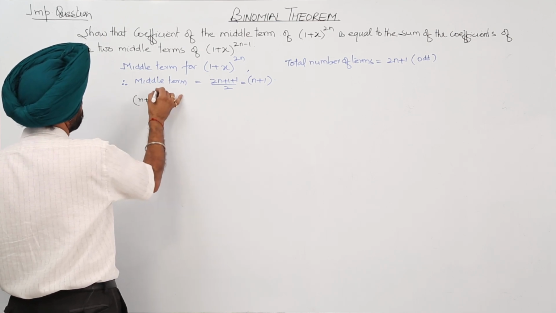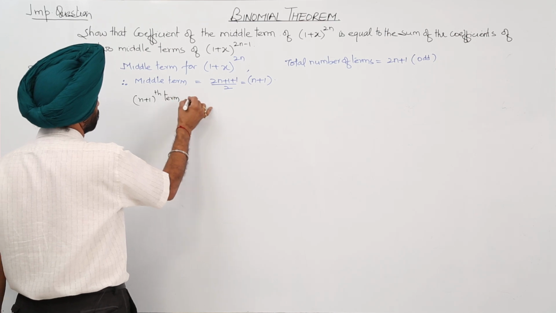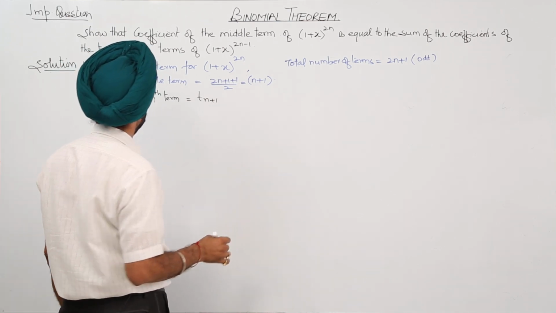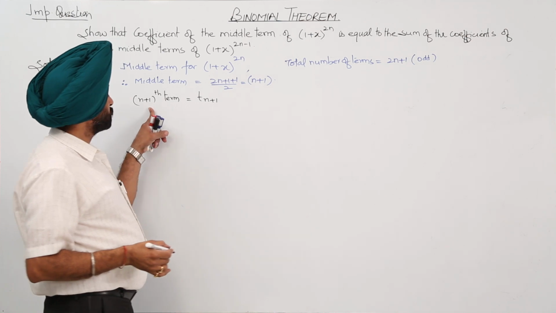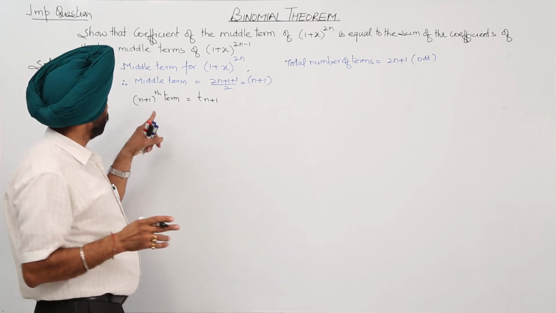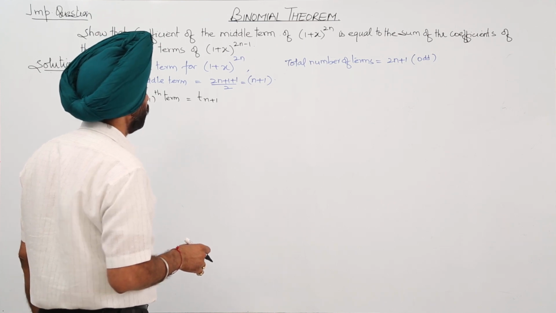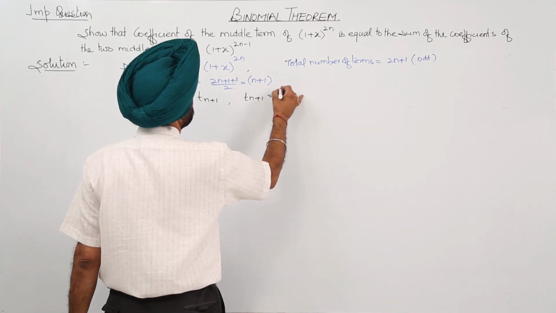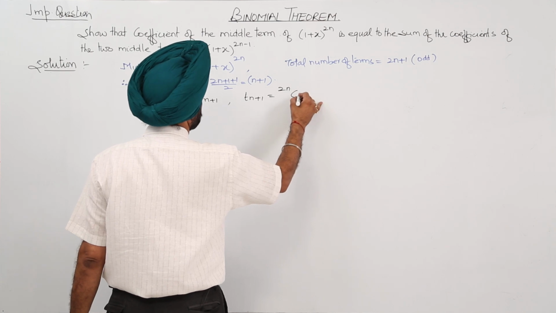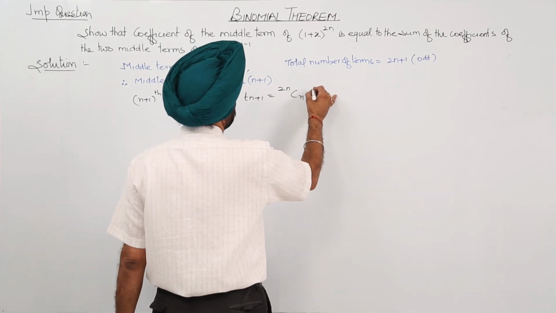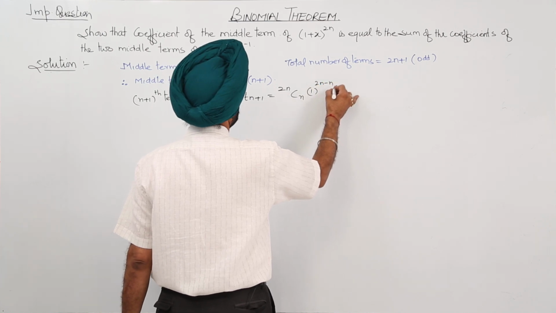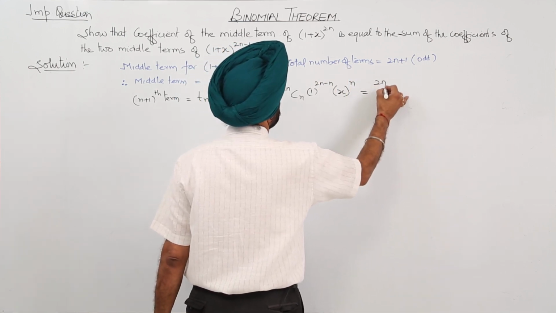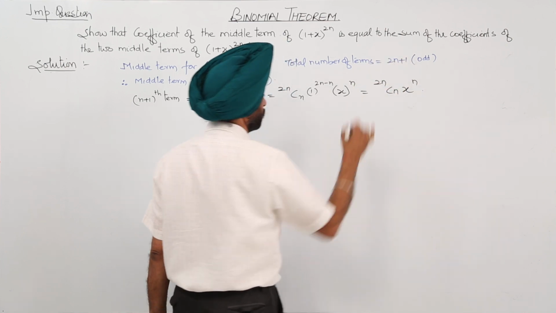Now the (n + 1)th term is equal to T(n+1). Remember, the (n + 1)th term is the middle term here. So T(n+1) is equal to 2n C n, then 1 raised to power 2n - n, with x raised to power n. So this is equal to 2n C n x^n.